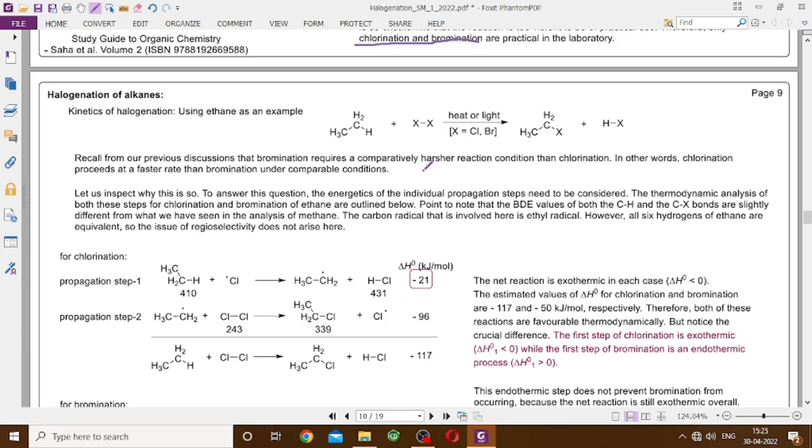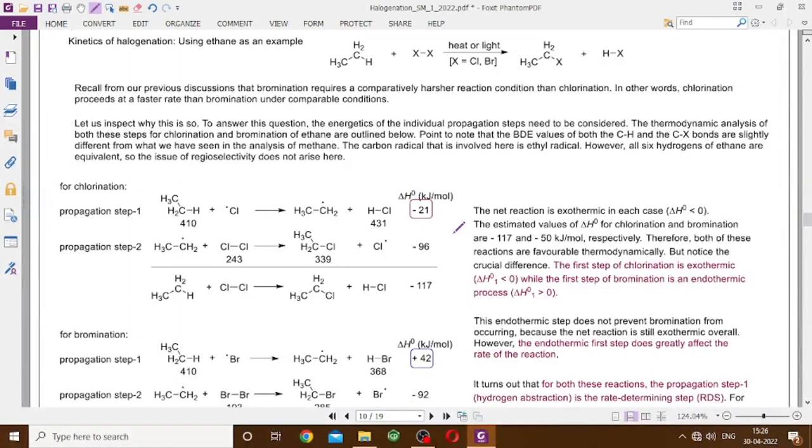And from our previous discussion, where we took isobutane as our example, we found that harsher condition is required for bromination than for chlorination. In other words, chlorination proceeds at a faster rate compared to bromination under comparable condition. At room temperature, chlorination can be achieved, but you cannot do the bromination at room temperature. Even if you trigger the reaction photochemically, you will need some amount of heat. Why is that? For answering this question, we need to look at the propagation steps.